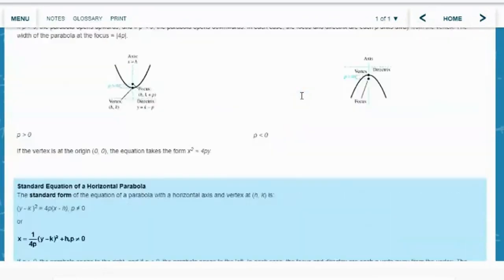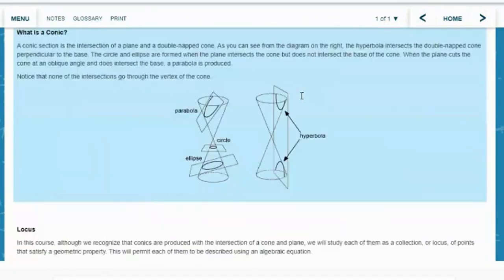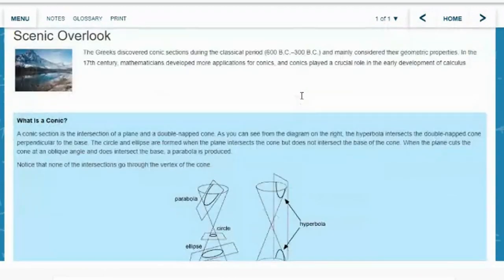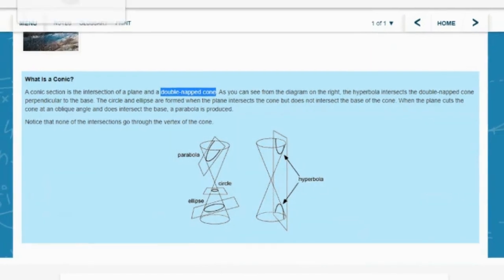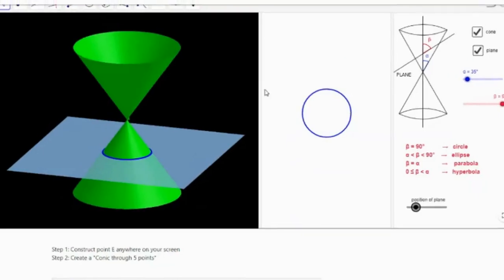So let's look at this first lesson for 6.01. Introduction to conics. So what is a conic? A conic section is the intersection of a plane and a double napped cone. So a double napped cone is like in the picture here. Think of two ice cream cones put tip to tip, the bottoms of the cones put together there. So I want to show you over here where the conics are formed.